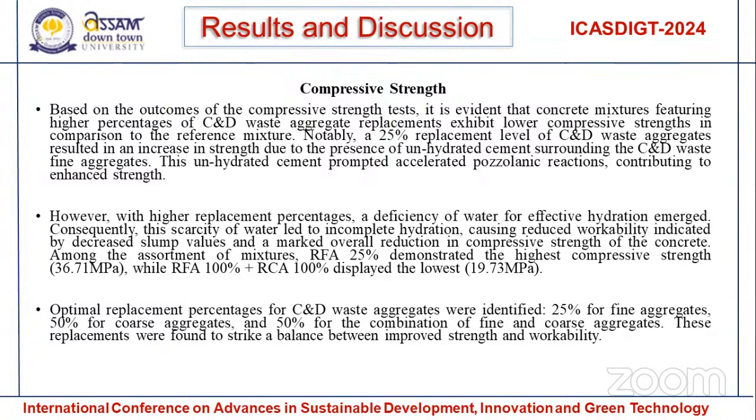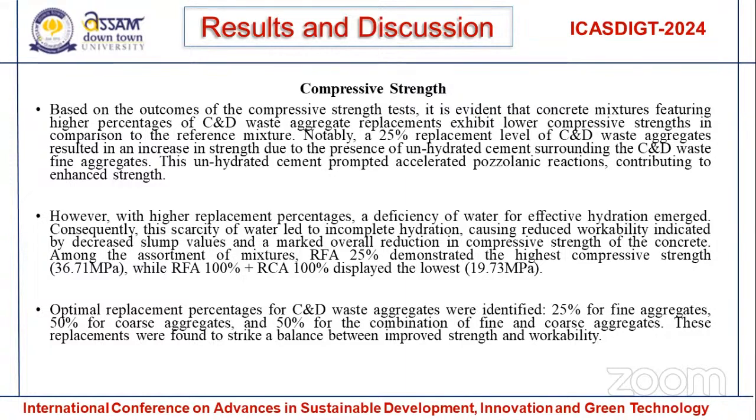We are coming to the compressive strength. When we replace natural aggregates with recycled aggregates, first in the fine category, if the natural fine aggregate is replaced with recycled fine aggregate, then the optimum replacement percentage is 25%. The highest compressive strength is given by RFA 25%, which is 36.71 MPa, and the lowest compressive strength is given by the mixture RFA 100 plus RC 100, which is 19.73 MPa.